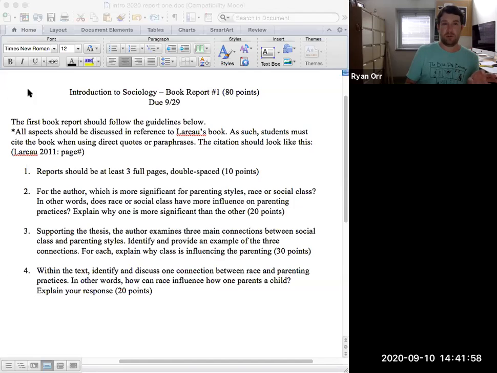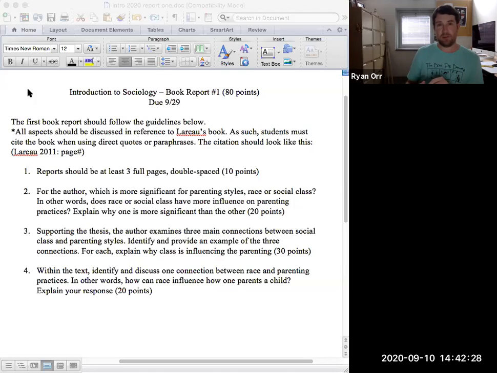So, for the second one, I'm asking you to pick, is it race or is it class? And then the second part of that would be explaining your choice. So, a good way to stay on top of everything and to hold yourself accountable is to make an outline. So basically, start with an outline and make sure that you're answering each part of the questions being put forth.